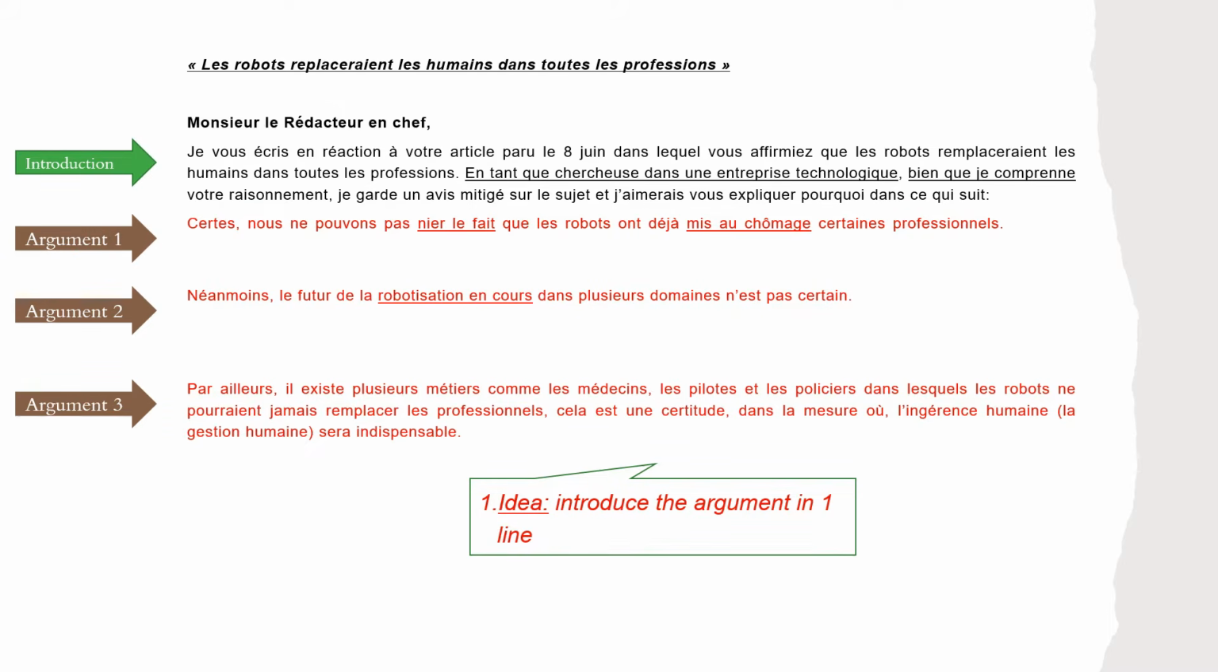So in the third argument, I'm saying there are many domains like doctors, pilots, police, which can never be replaced by a robot because human intervention would be essential. Now, if you see, this third argument is actually pretty long because I have added some examples also, the doctors, the pilots, the police, but I would say this is not an ideal structure and you can actually just mention it in one line and you can give your example in a separate statement.